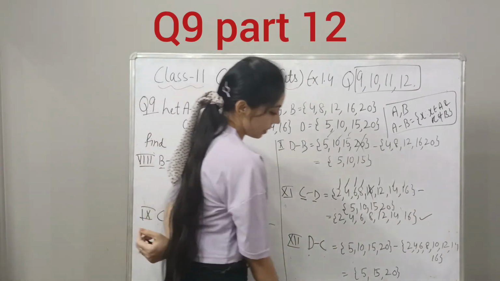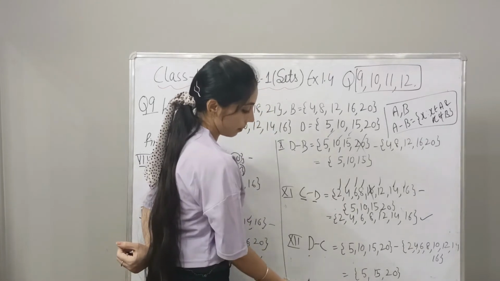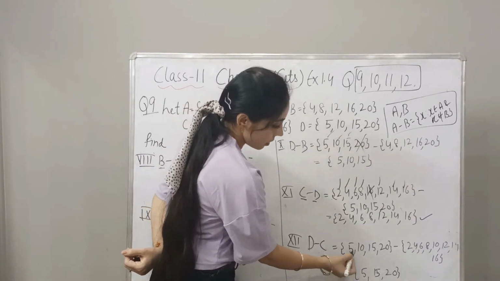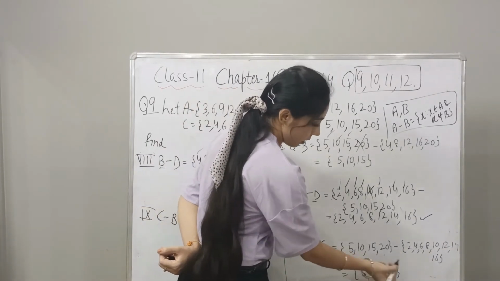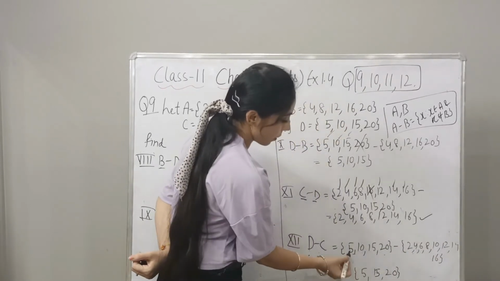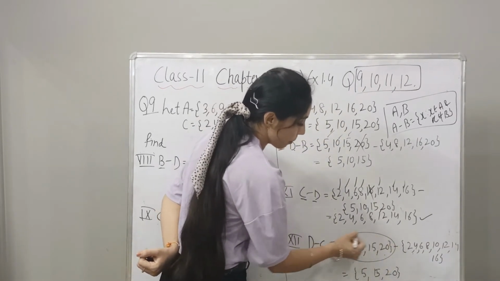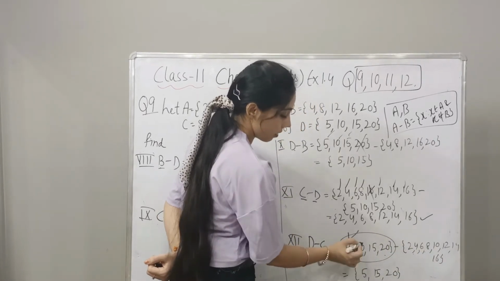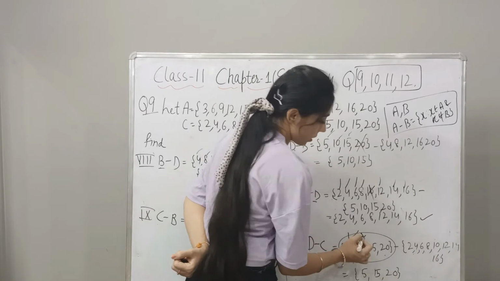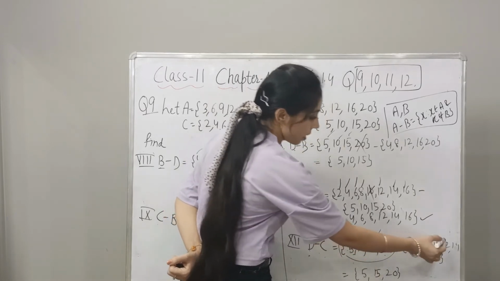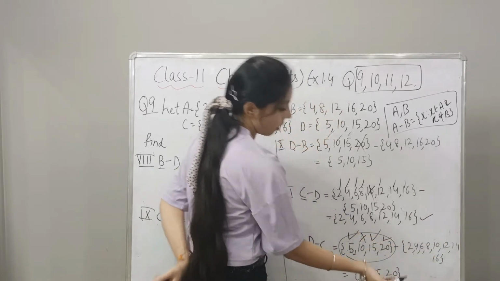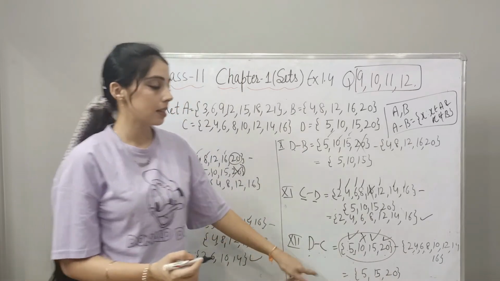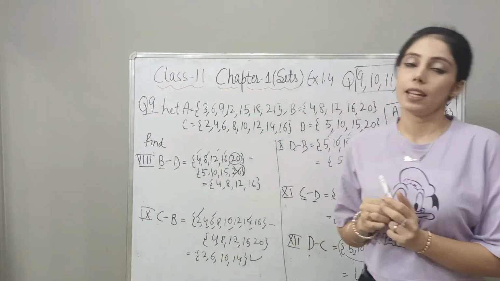What about D and C? D difference C is, D is this set and C is this set. So we will write those elements of D which are not in this. So 5 we will write here. 10 is in this set, so this is excluded. 15 we will write and 20 we will write. So this is the difference of D and C.